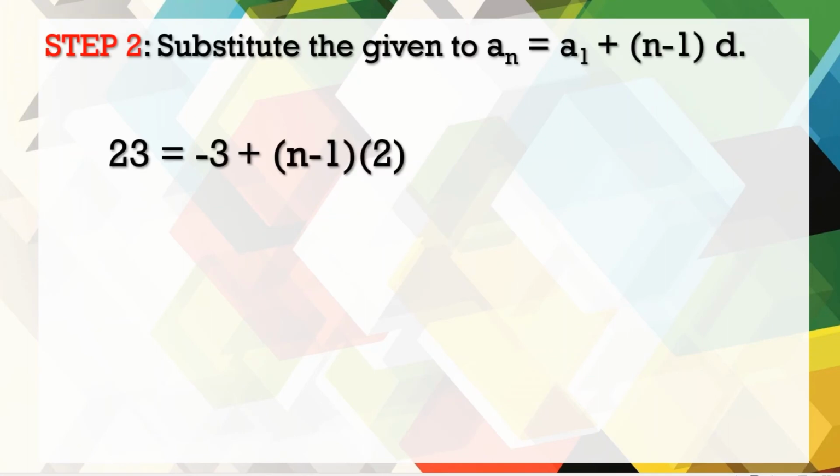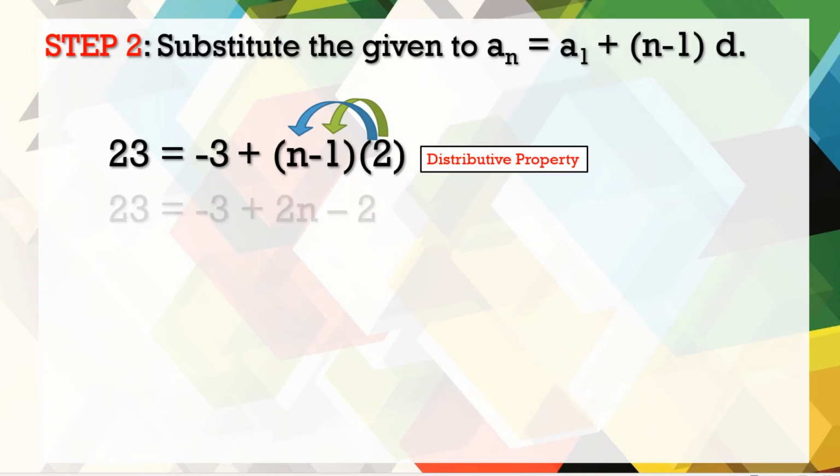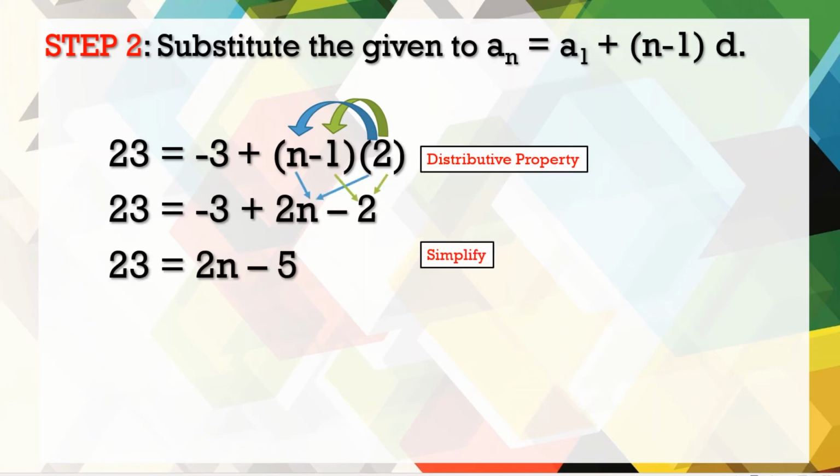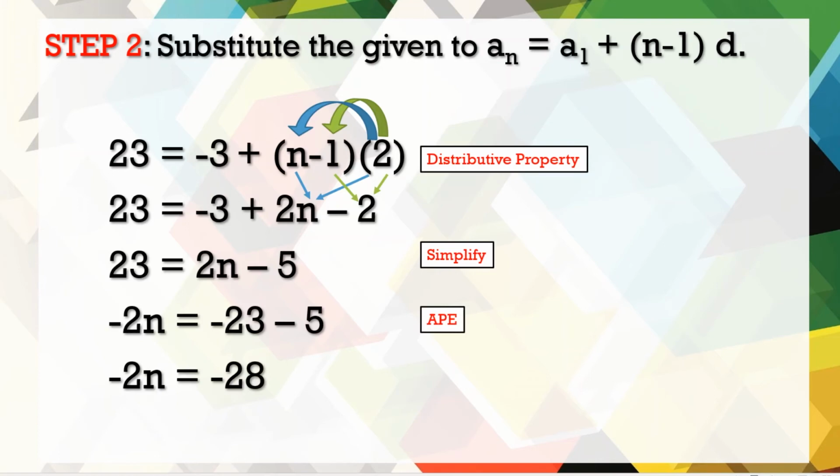23 equals negative 3 plus n minus 1 times 2. Using the distributive property, we will have 23 equals negative 3 plus 2n minus 2. Simplifying it, we have 23 equals 2n minus 5. Using the addition property of equality, we have negative 2n equals negative 23 minus 5.